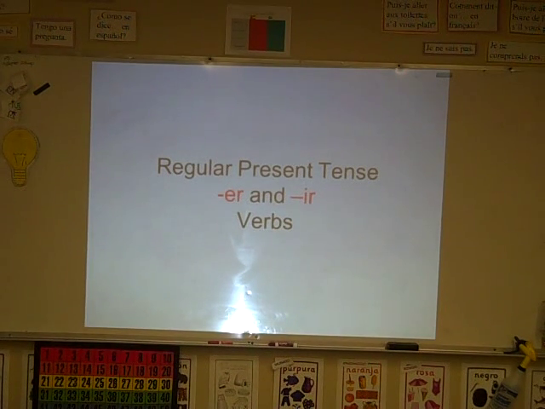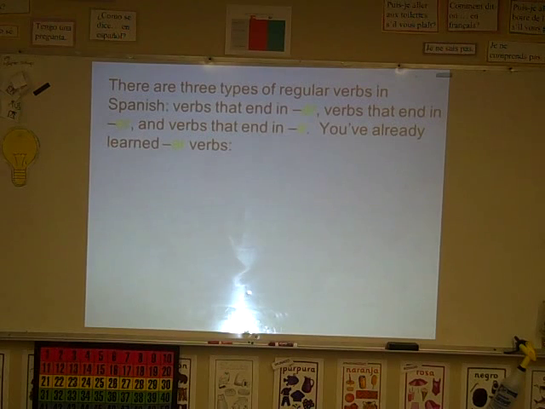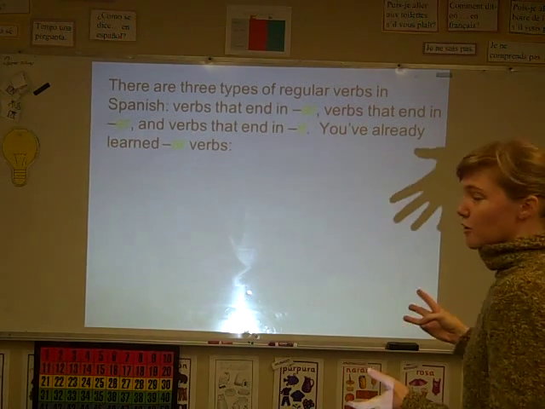Okay, so today we're going to learn about regular present tense ER and IR verbs. And you're going to see that these work really similarly to AR verbs, so they'll be quick and easy to learn. For general purposes, there are three types of verbs in Spanish.